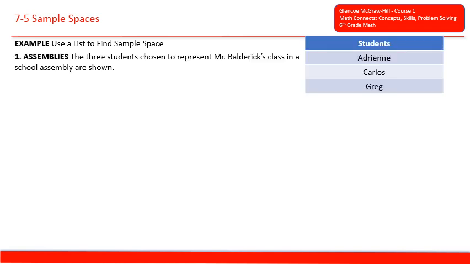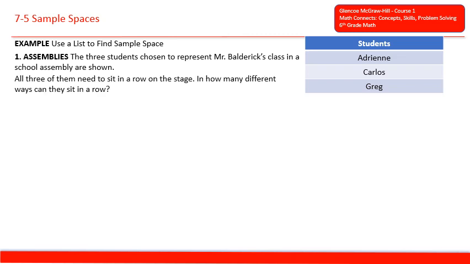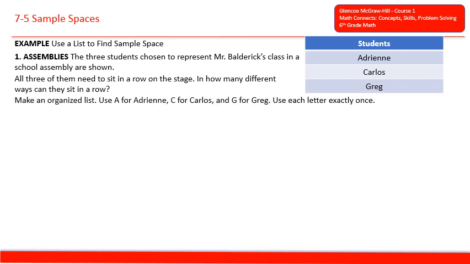Assemblies. The 3 students chosen to represent Mr. Baldrick's class in the school assembly are shown. So we have Adrian, Carlos, and Greg. All 3 of them need to sit in a row on the stage. And how many different ways can they sit in a row? Make an organized list. Use A for Adrian, C for Carlos, and G for Greg. Use each letter exactly once.